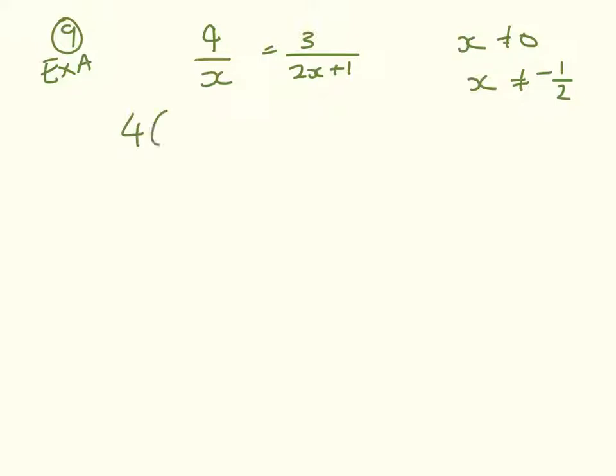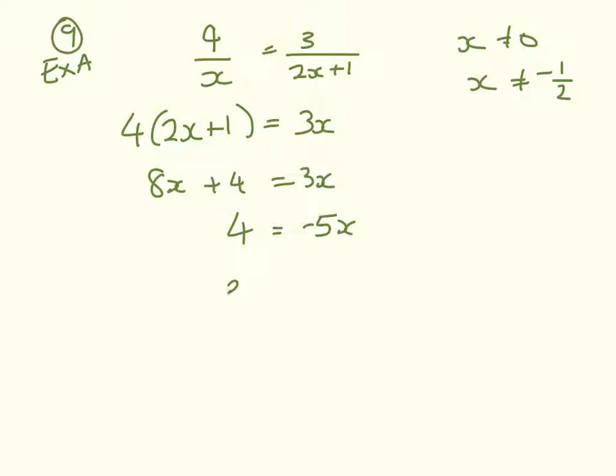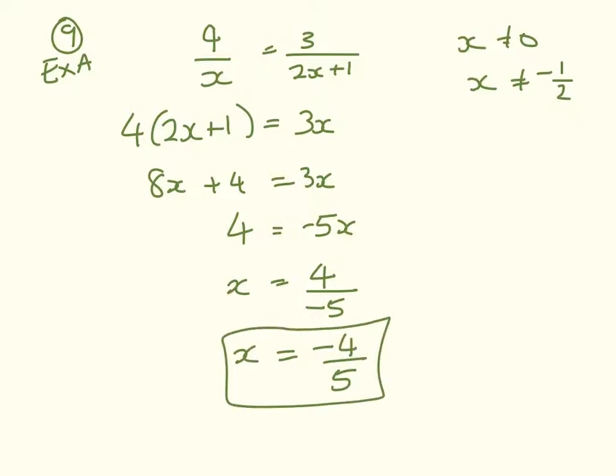I get 4 times (2x plus 1) is equal to 3x. So 8x plus 4 equals 3x. 4 equals negative 5x. So x equals, well, let's do it first with what we're actually doing, 4 divided by negative 5. But I never leave a negative sign in the denominator. That's equivalent to negative 4 over 5. So that's my single solution there.